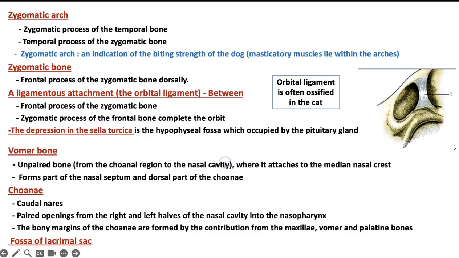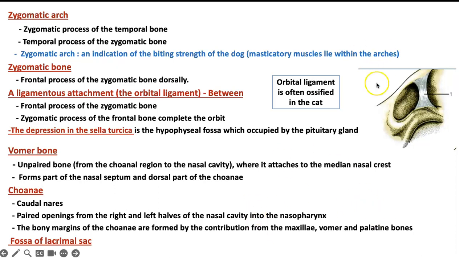basioccipital. So the zygomatic arch, as I mentioned, is formed by the zygomatic process of the temporal bone and the temporal process of the zygomatic bone, and this is very important because muscles of mastication, such as the masseter muscle, will attach here and give the biting adherence.